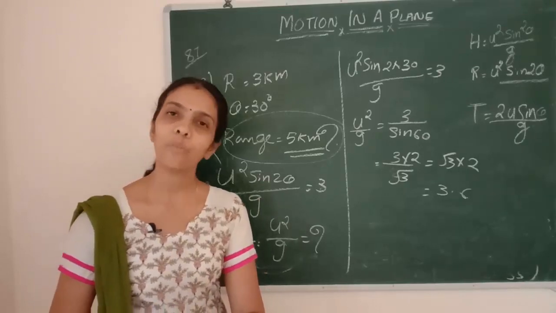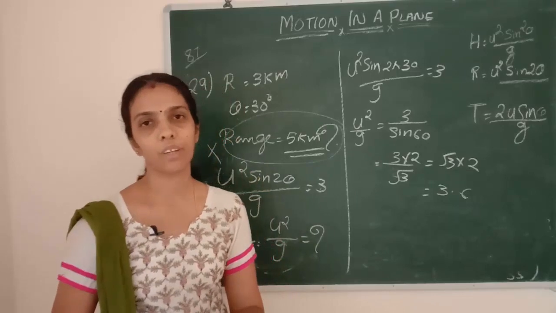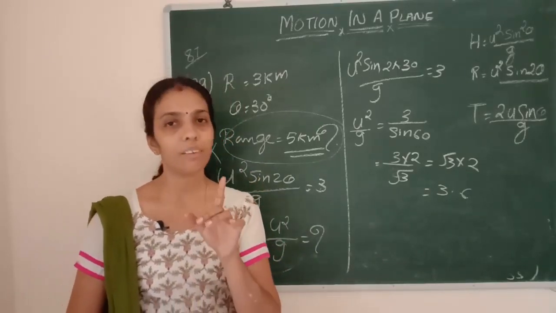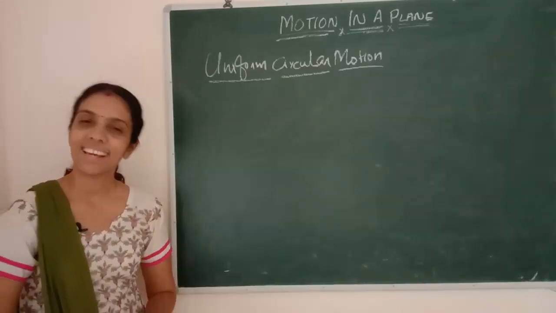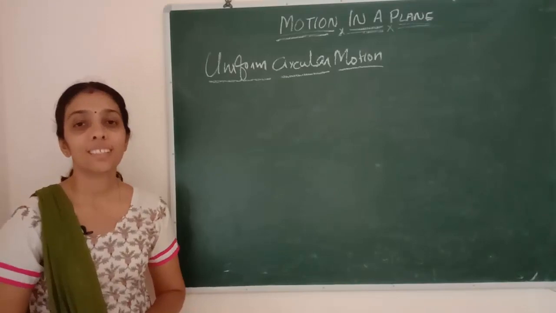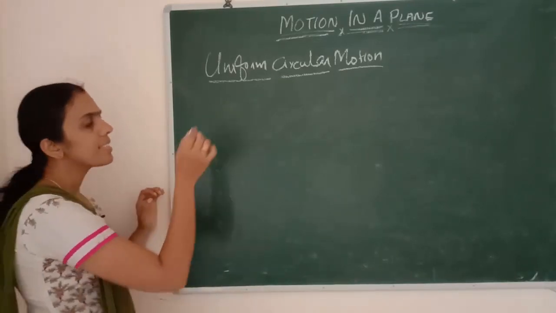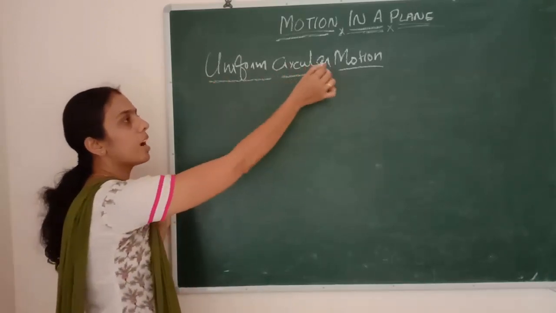Okay. So now we are continuing with our theory portion. Only one small portion is left out, that is uniform circular motion. In that we have one derivation. Okay. So now we are going to do that. Next is uniform circular motion. So, circular motion and uniform circular motion.